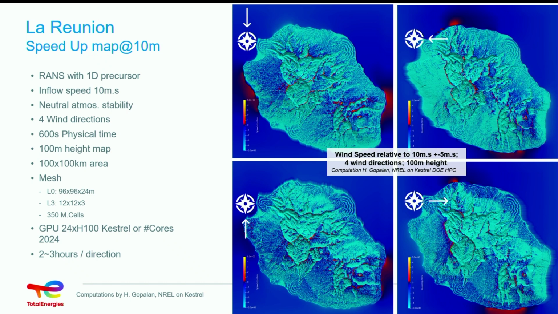The simulation time is 10 minutes for this one, and the area is 100 square kilometers. At the maximum level of mesh refinement, we have cells of 12 meters by 12 meters by 3 meters, and the total is about 350 million cells. This one, interestingly, was run first on the Kestrel cluster on GPU by Harish Gopalan.